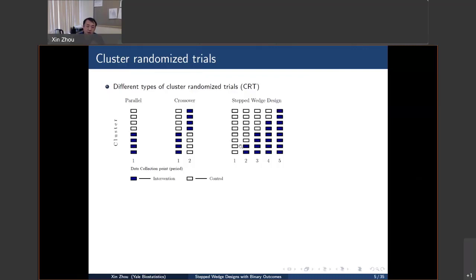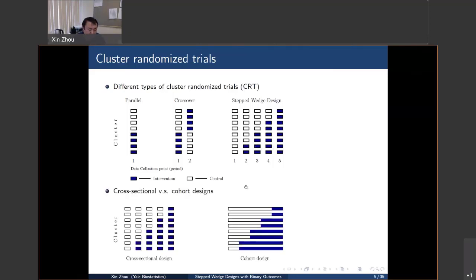In this example, there are 5 periods and 8 clusters. Each row represents a cluster, and each column represents a period. And in this example, starting from the second period, 2 clusters are randomized to the intervention at each period.